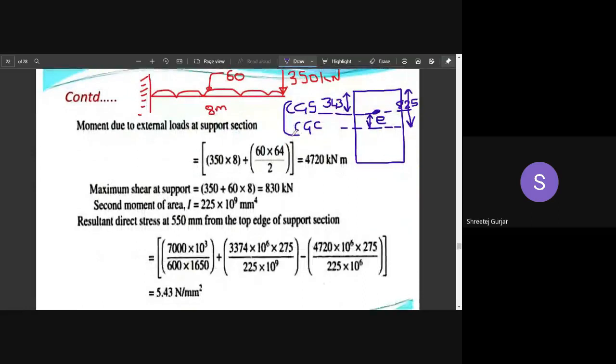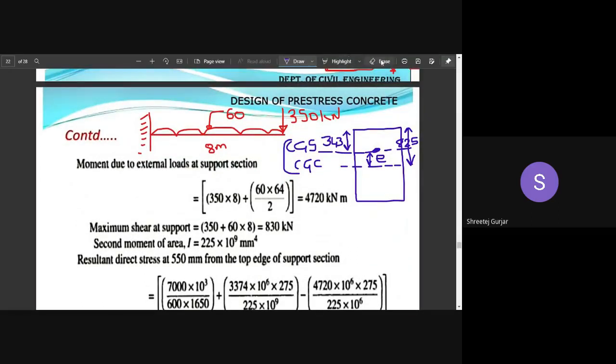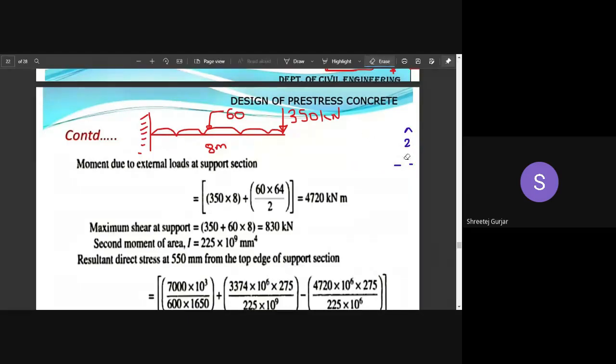Next, we need to find the moment due to external loads at the support section. We have two external loads, one UDL acting on it and one force acting at the free end. So we need to find the moment generated at this particular support. The first is 350 into 8. This moment is going clockwise about this fixed point.